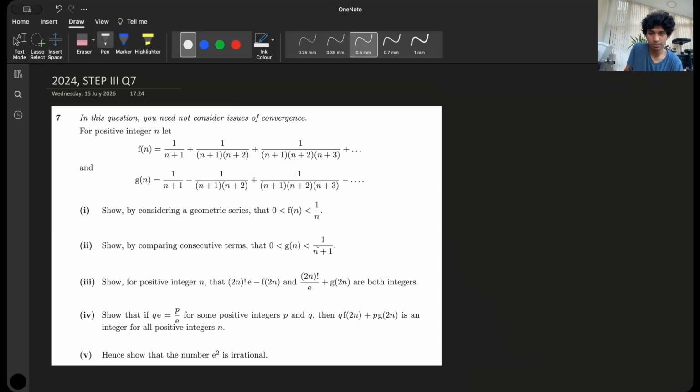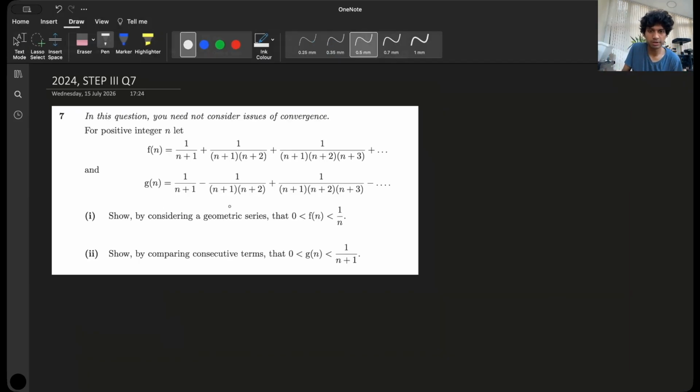So what you have to do is first you prove these upper and lower bounds on f and g. And then you have to do this weird thing involving e. It seems like parts 3 and 4 are not related. It's a different thing. And then the final part, showing that e squared is irrational, is the climax of the question. Often STEP questions do this, where the last part is a very cool result, which if that was the whole question, maybe it would be very difficult to do. But because you have a lot of scaffolding, you walk through an interesting proof overall. Okay, so we'll get started with the first two parts.